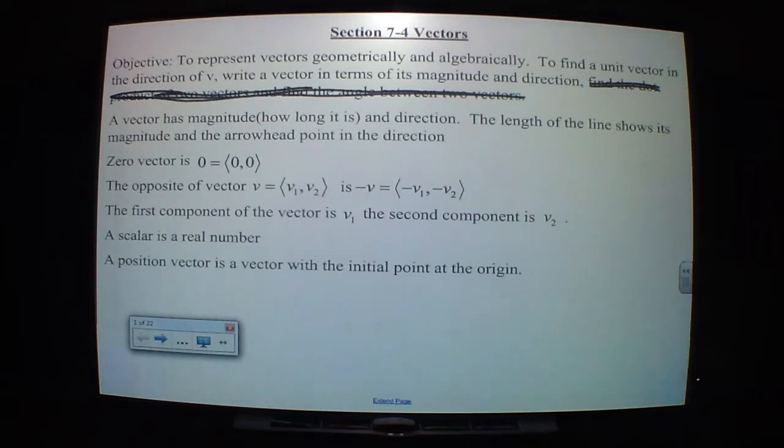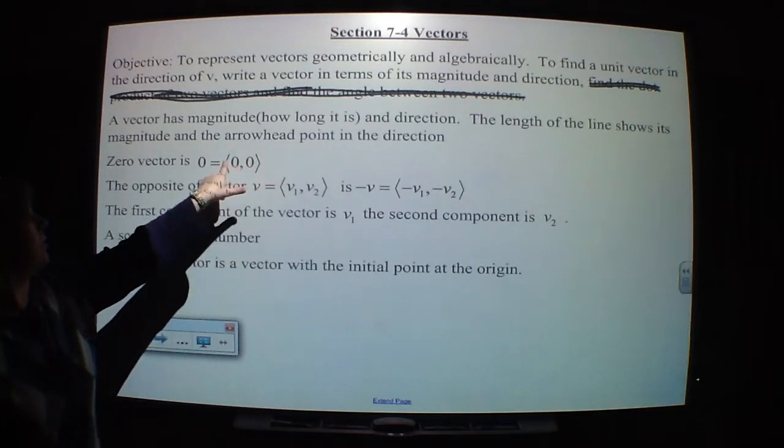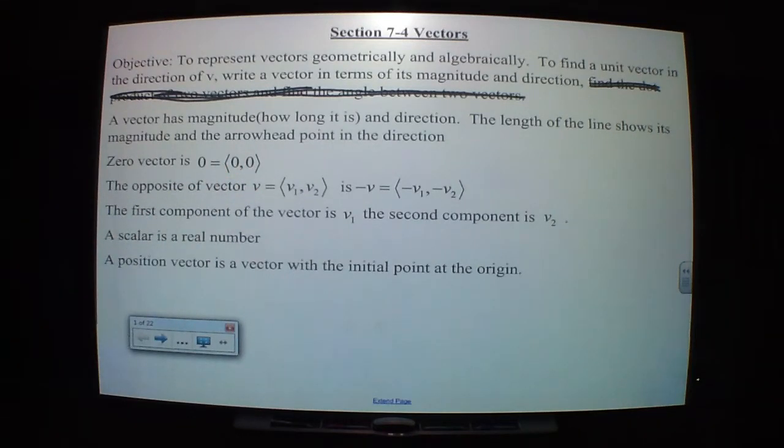The zero vector is ⟨0, 0⟩, with those little angled brackets. The opposite of vector v, which is ⟨v sub 1, v sub 2⟩, is negative v, which would be ⟨negative v sub 1, negative v sub 2⟩. The first component of the vector is v sub 1. The second component is v sub 2. Also, a scalar is a real number. And a position vector is a vector with the initial point at the origin, at the point (0, 0).